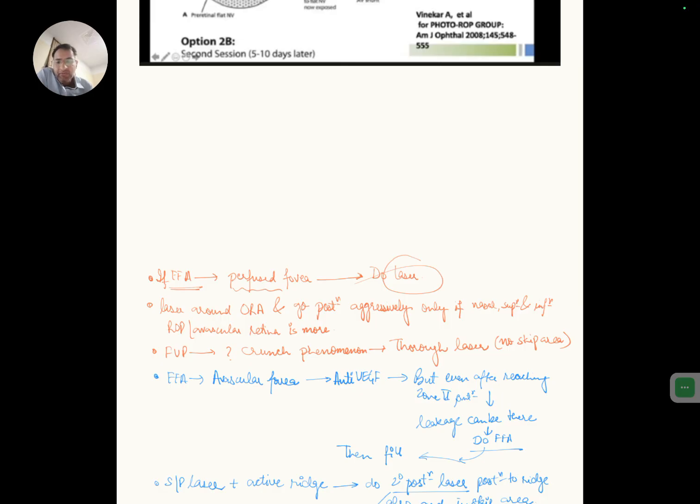If on FFA there is an avascular fovea, we can always plan anti-VEGF, and we can give anti-VEGF till the vessels reach zone 2 anterior, and then we see if any leakage is there on FFA, and then we fill in with PRP.